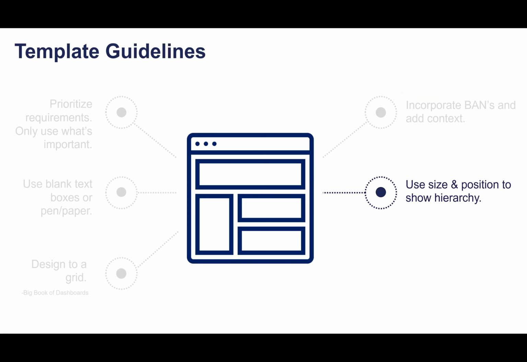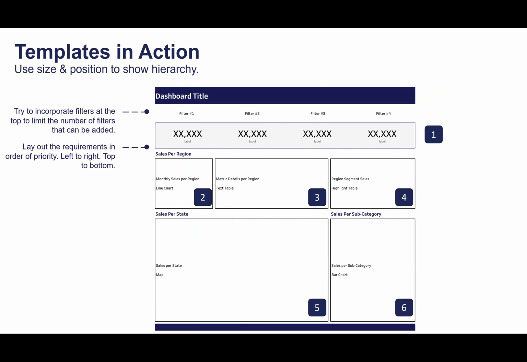Next, you'll use size and position to show hierarchy. And we do this by taking each of the priorities, each of the points that were prioritized by our client, and then we plug it into our dashboard. So at the very top is where you're going to have your highest priority item. So they want to look at the sales, the orders, the customers, and the profit as a high level. So that's priority number 1. And we want to make sure that that's at the very top of our dashboard.